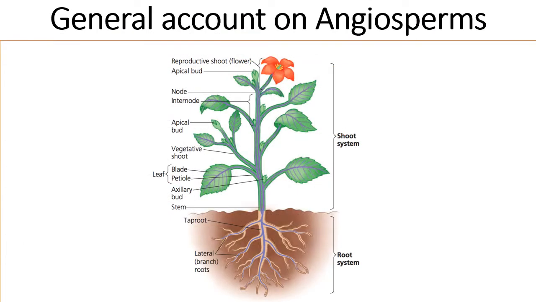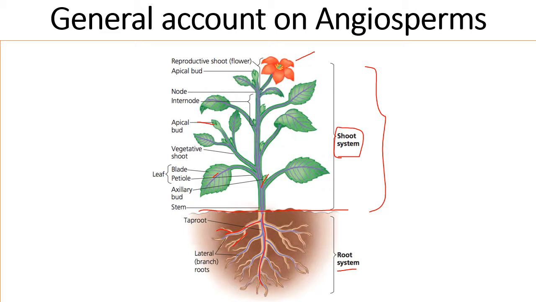This figure gives much information about angiosperms. If this is the ground, below the ground you will see the root system, and above the ground you will see the shoot system. Here the primary root is there, secondary and tertiary roots are there, the leaf, the axillary bud, the apical bud, and the flower are there. These are a few of the parts of an angiospermic plant that we need to know before studying their comparative account.